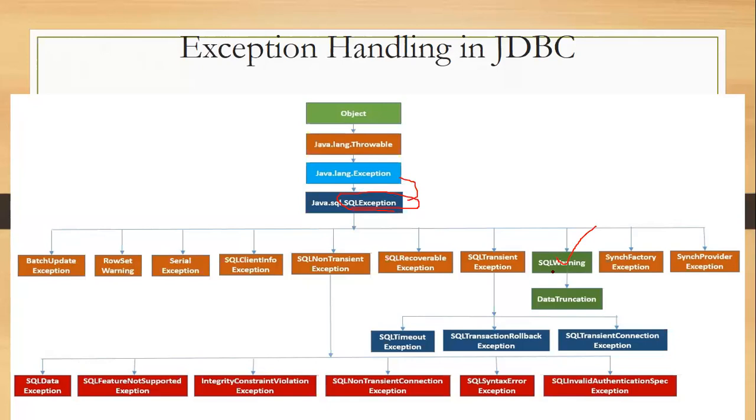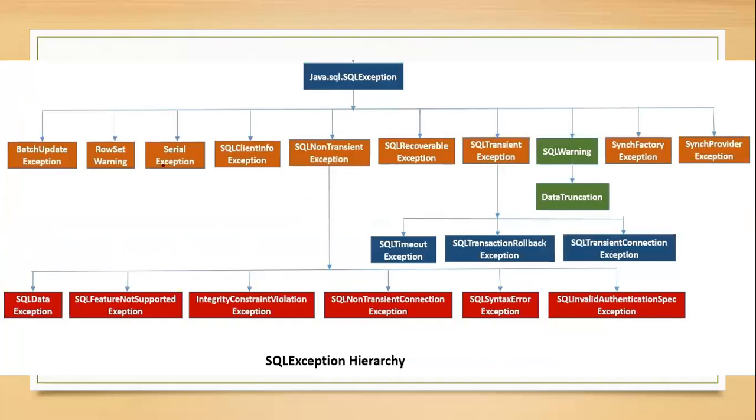Now, SQL warning means your program, it's just a warning. No problem, your program will execute. You might get the result, but it's just like a warning kind of a thing. Usually it comes in data truncation, which means data type mismatch, data incompatibility, and all those kind of stuff. I've shown that in much more detail. These are the various exceptions which can happen together with a warning.